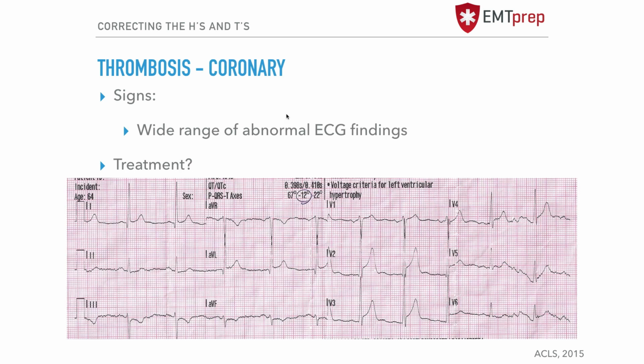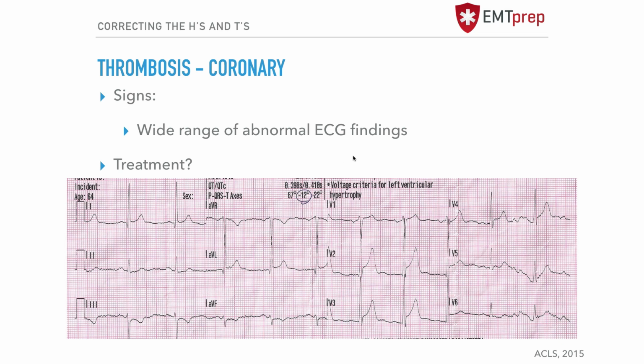And lastly is the coronary thrombosis. You're going to see a wide range of abnormal ECG findings here. This one is obviously showing a 12 lead of an MI going on. You see lots of ST elevation, which obviously signifies injury and infarct to the heart. And it looks like this provider also circled the fact this is a left axis deviation, just again supporting the fact that they're probably looking at an MI.